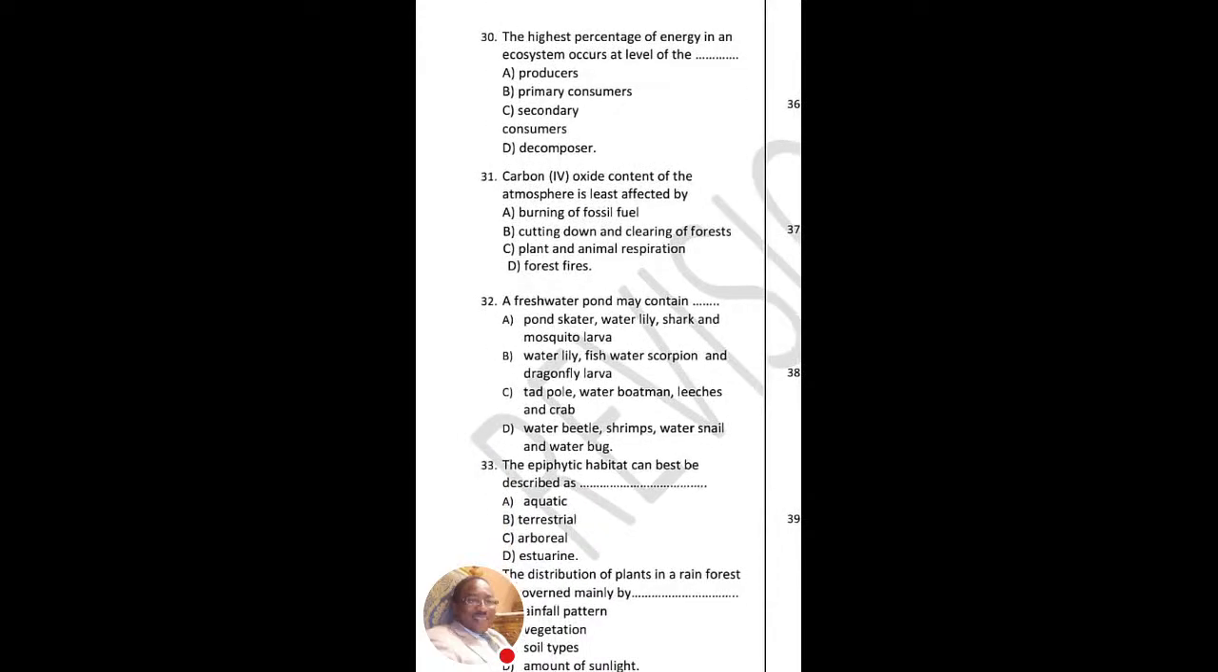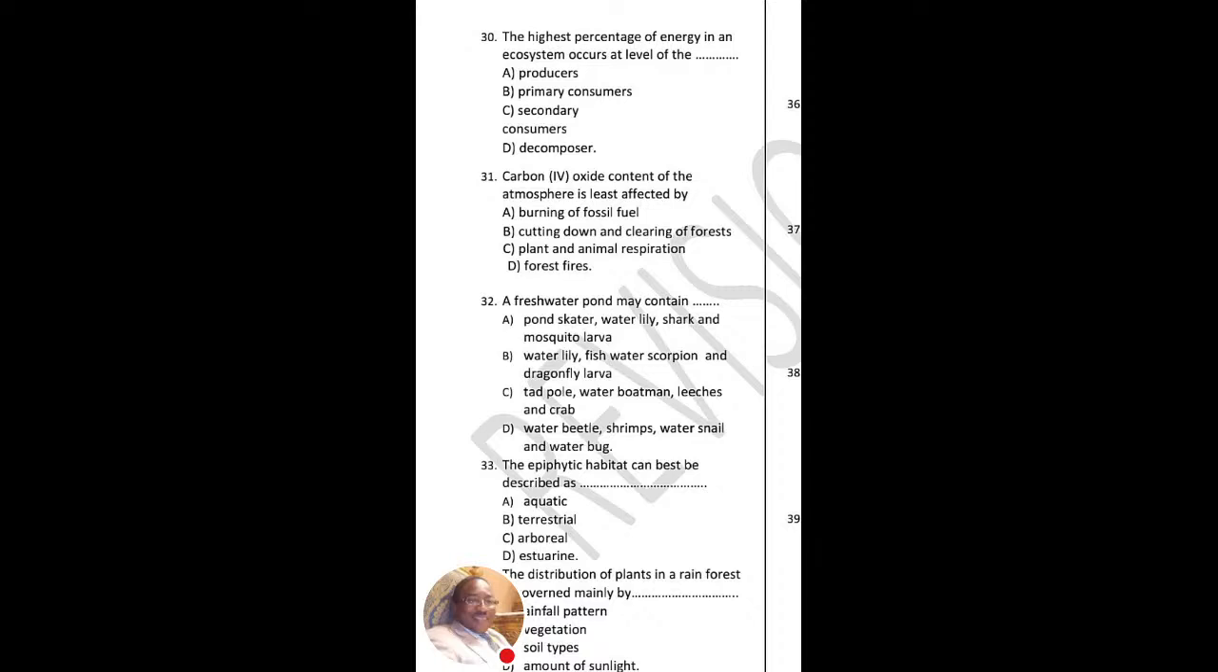Number 32. A freshwater pond may contain... freshwater has to do with aquatic habitats. When we talk about freshwater, we are dealing with a type of aquatic habitat based on water that has little or no salt. Another type is marine habitat, which has a lot of salt. That's where you have the oceans and the seas. We have estuarine, which is a mixture of freshwater and marine water under the influence of some waves and tides. But here, there's a freshwater.